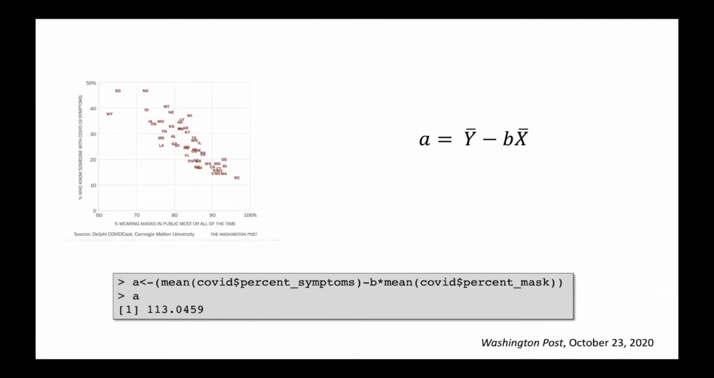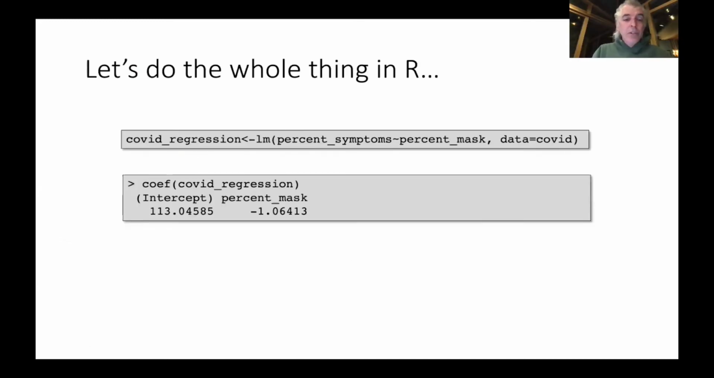Now, since any regression passes through the mean value of the X variable and the mean value of the Y variable, we can then use this information and this slope to calculate what our intercept will be, the value along the Y-axis when X is equal to 0. So we can again calculate this in R and save the value as A, where it's simply the mean of the COVID symptoms minus B times the mean percentage of mask wearers. And in this case, the intercept is equal to 113.05.